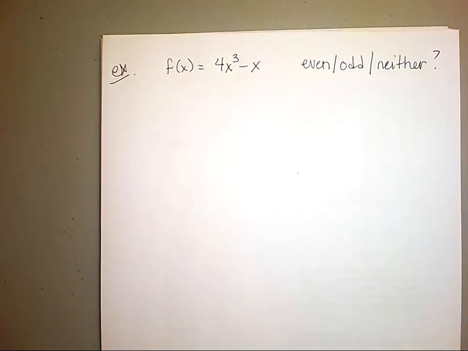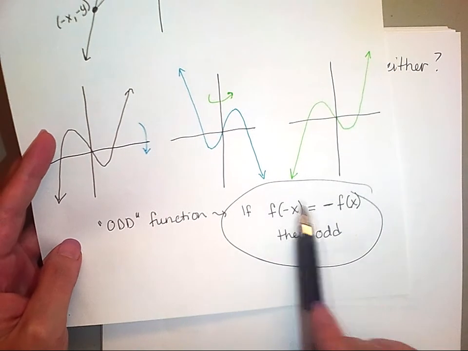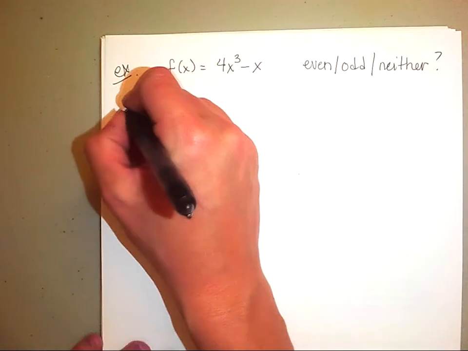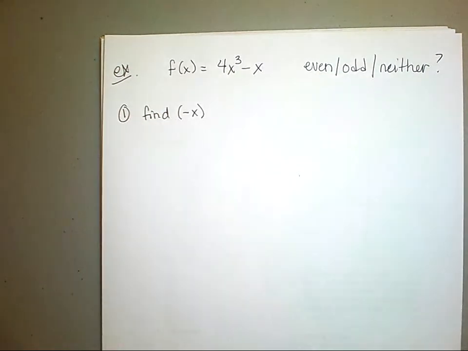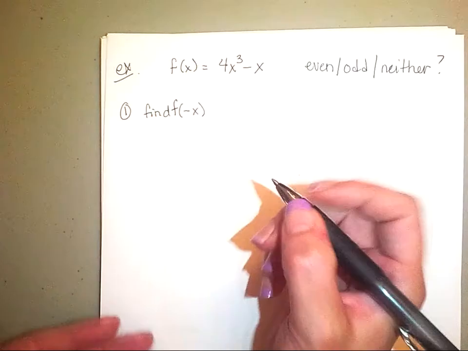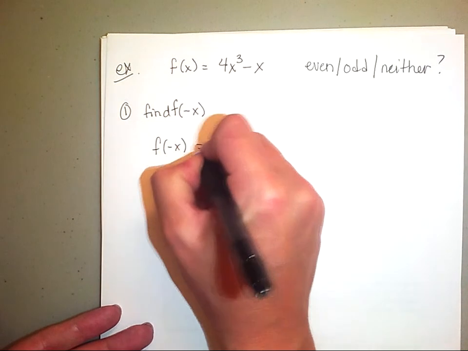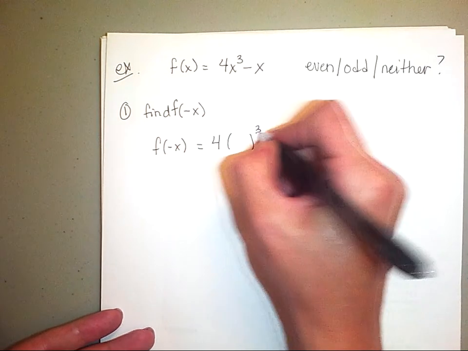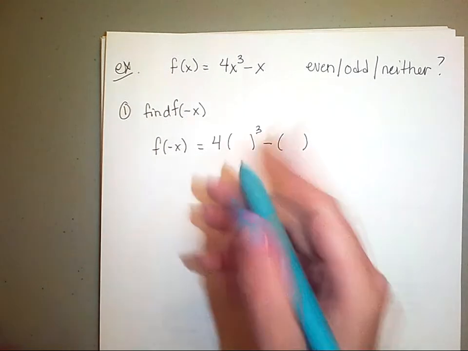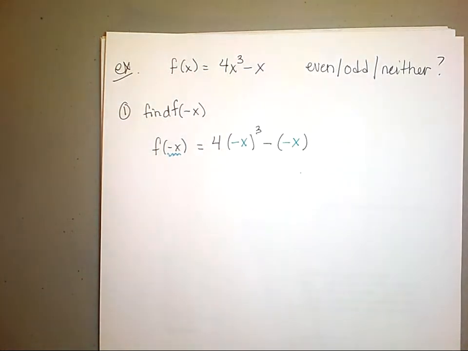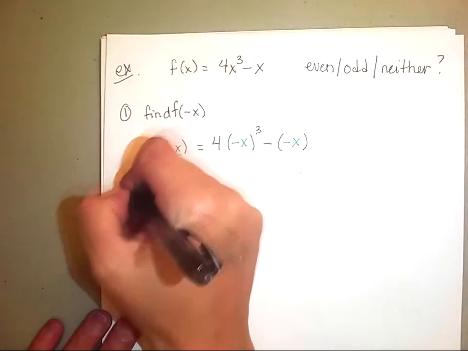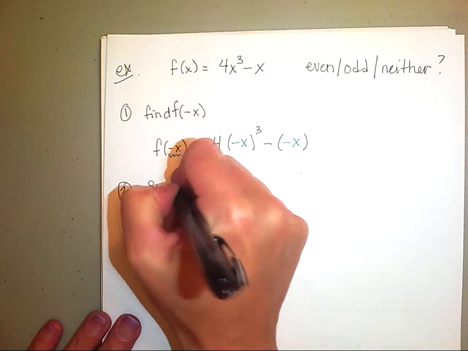In that case, that is where we have to use these rules. So step 1, find f of negative x, because we want to find out what happens to the function when we put in a negative x. Well, we can do that. So f of negative x will be equal to, now the function is just 4 times something cubed minus that something. And what we're substituting in then is the negative x and the negative x. So that's substituting in. And then we need to simplify.